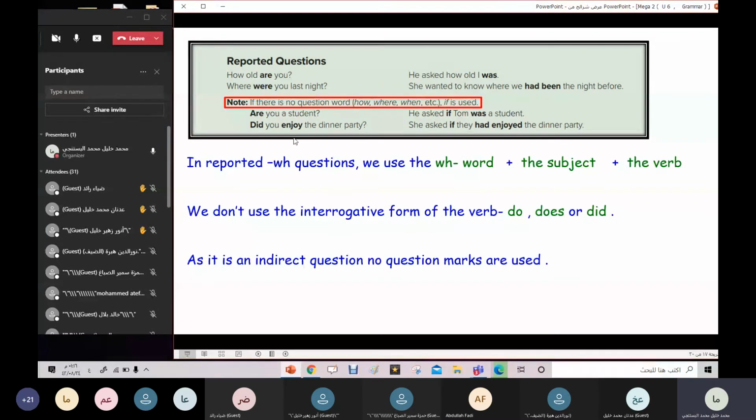Did you enjoy the dinner party? She asked if. We put if because there is no WH question. If they had enjoyed. Change you into what? They. We can put what? I. She asked if I had enjoyed the dinner party.